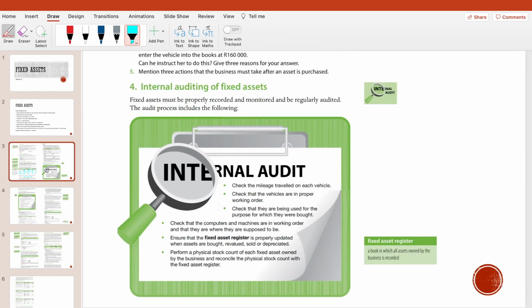When we are working with fixed assets, it's also important that internal auditing of the fixed assets is done, and your fixed assets must be properly recorded and monitored and also regularly audited. The audit process must include: check the mileage traveled on each vehicle, check the vehicles are in proper working condition, check that they are being used for the purpose for which they were bought, check the computers and the machines are in working order, ensure that the fixed asset register is properly updated, and perform a physical stock take count on the fixed assets. In the exam, we can ask you what internal control measures can be implemented to see that there is control over the assets. Then these will be the answers that you will give for questions like that.